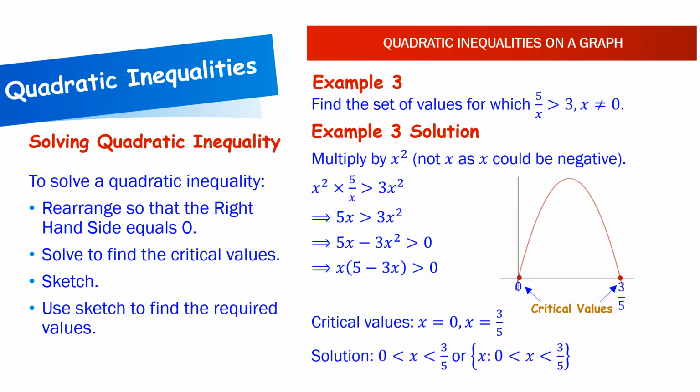Now the solution, or the region where 5 over x is greater than 3, is the region in between these two critical values, or the set of x values such that 0 is less than x is less than 3 over 5.